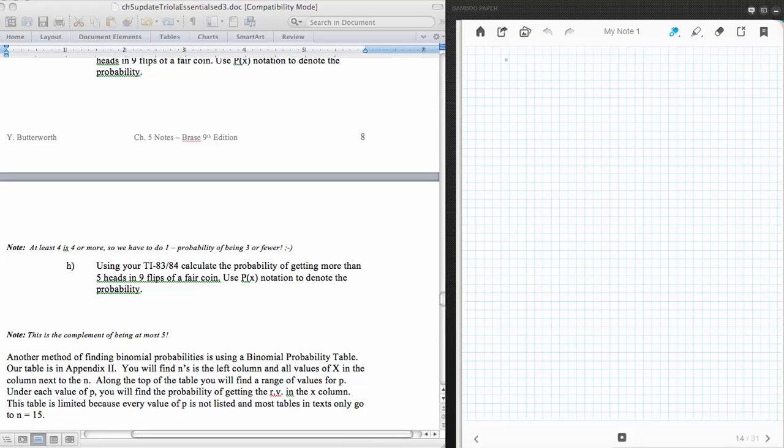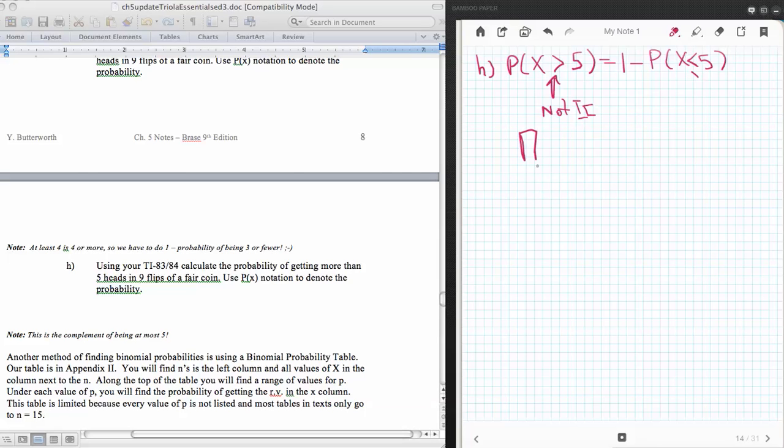Flips in 9 coins. So we have 5, the probability of X being more than 5. Well, again, the calculator doesn't do greater than, therefore we can't do this on our calculator. We have to turn this around. This is 1 minus the probability that X is less than or equal to 5.